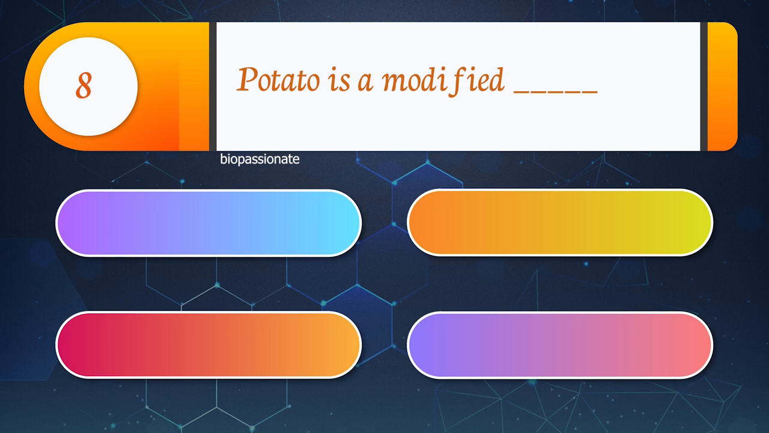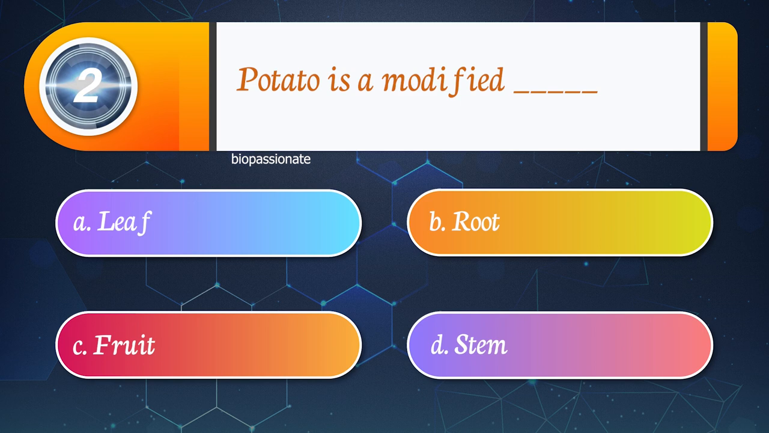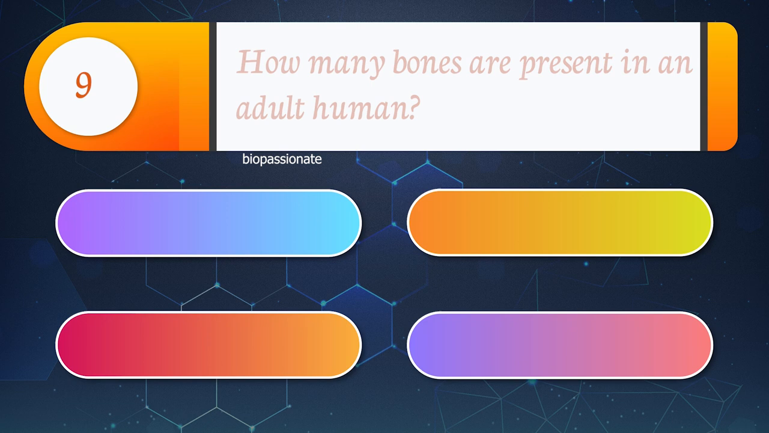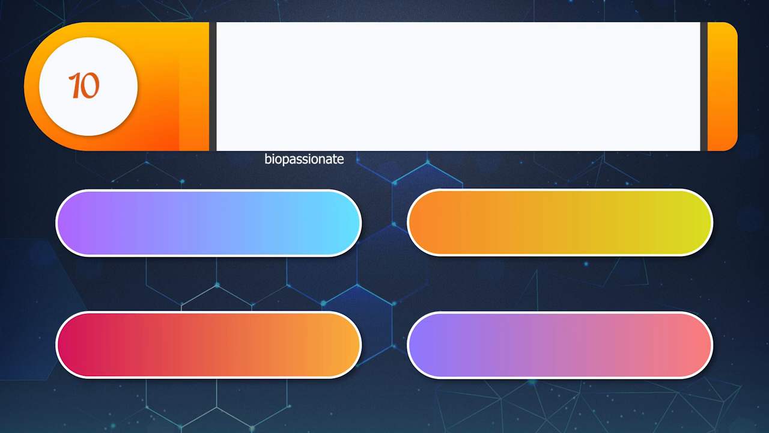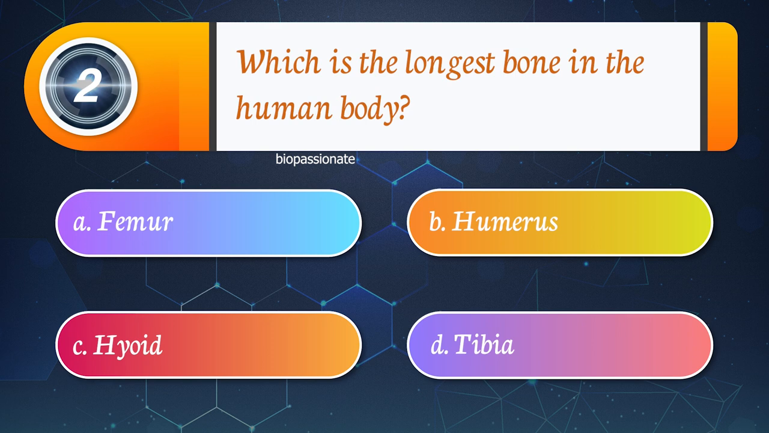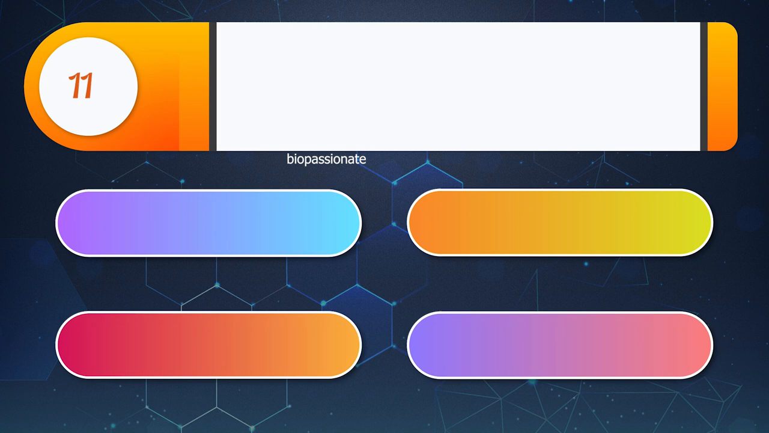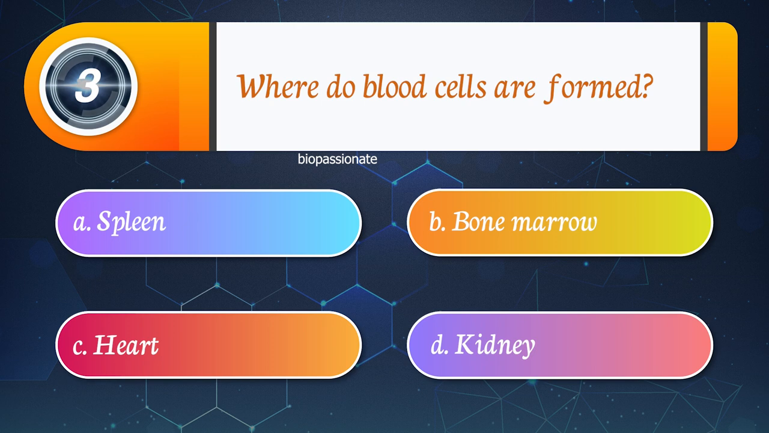Potato is a modified stem. How many bones are present in an adult human? 206. Which is the longest bone in the human body? Femur. Where are blood cells formed? Bone marrow.